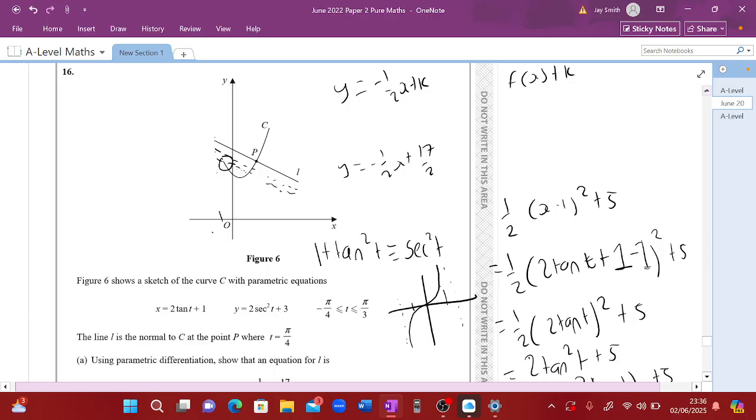it is obviously increasing. So the smallest value of t would give the smallest value of x, right? Because tan t will be smallest in this range of t at minus pi over 4. So the smallest value of x is when t is minus pi over 4. So we need to substitute t is minus pi over 4 to find this point I've circled at the end, if this laptop will allow me to.